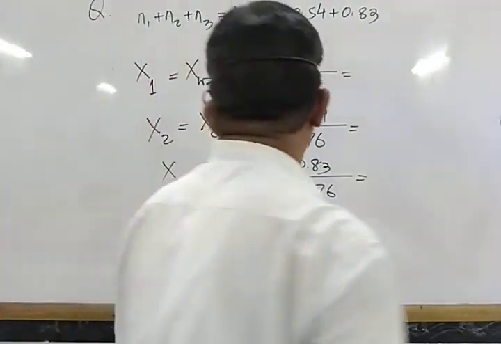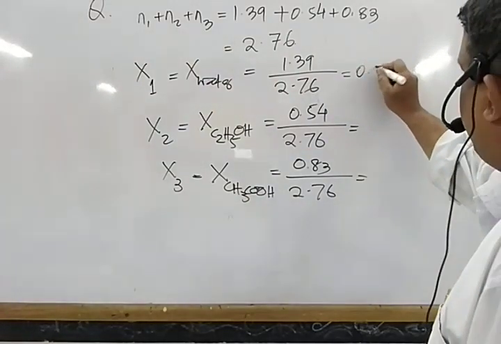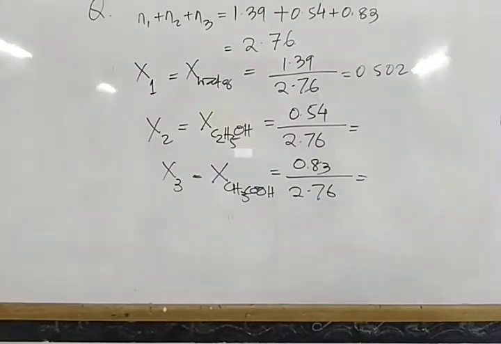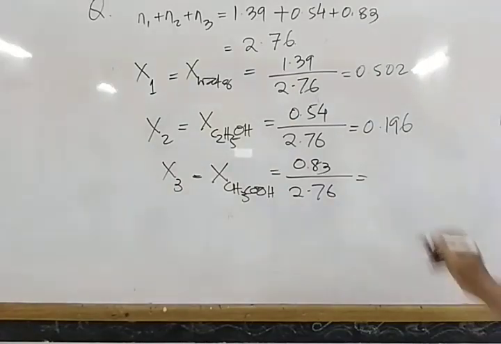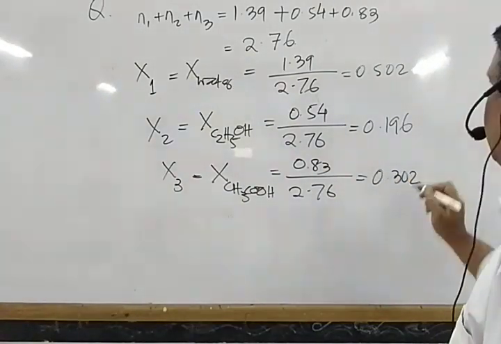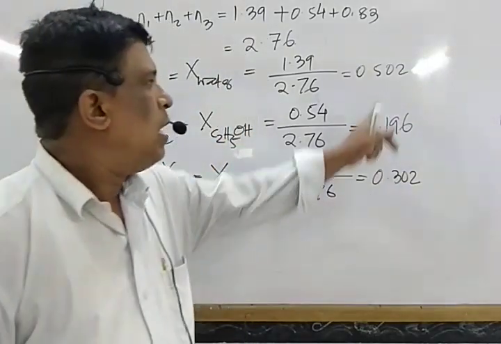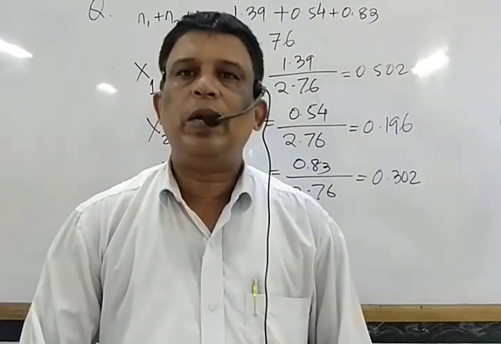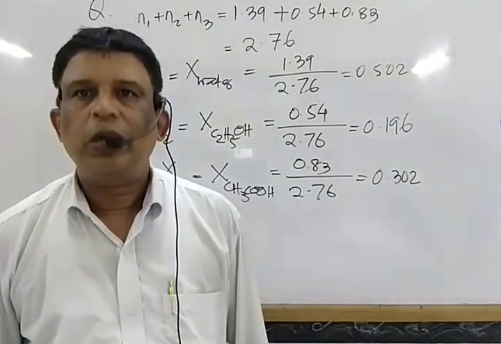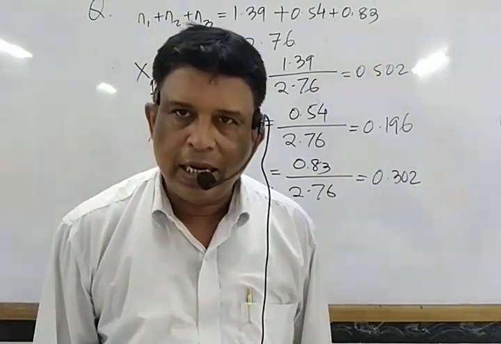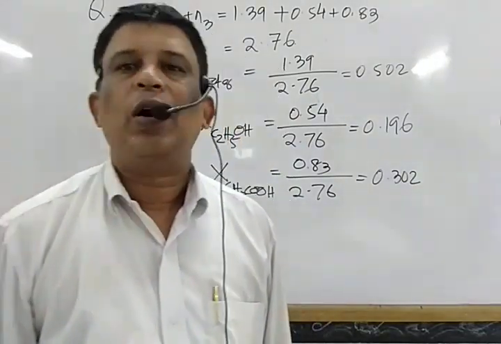Mark that on solving this, the expected values are X1 equal to 0.502, X2 equal to 0.196 and X3 equal to 0.302. For verifying whether the data is correct or not, add these three values and they are approximately equal to 1. So this is a little idea about what we mean by concentration and the different ways to express the concentration of a solution.